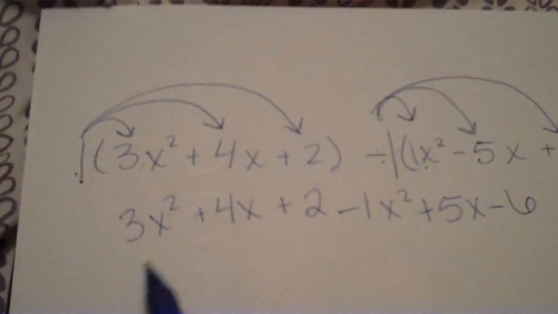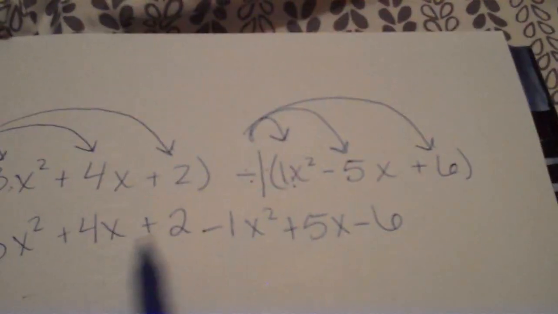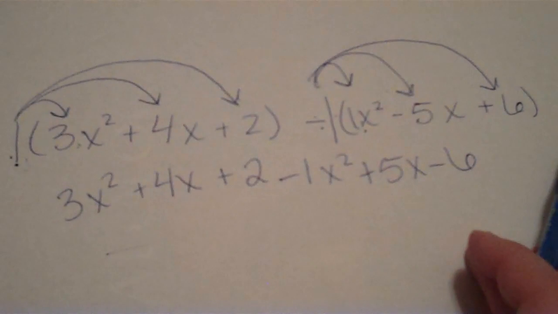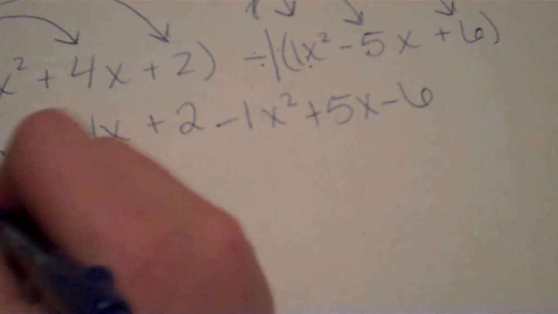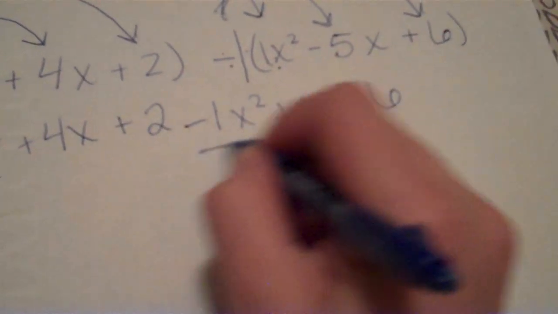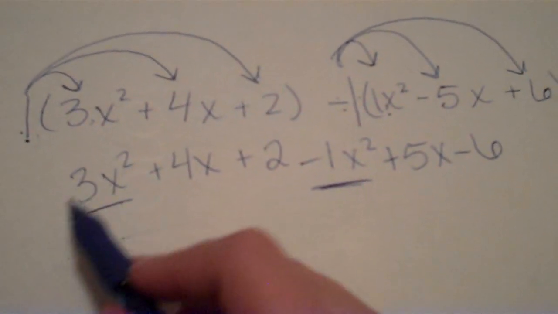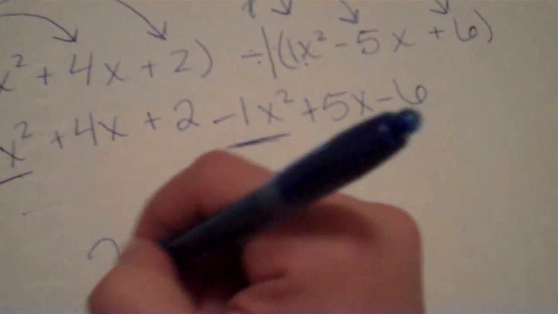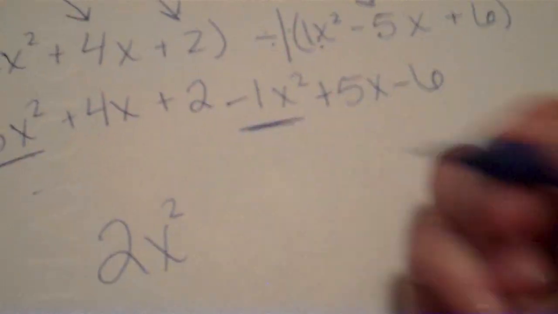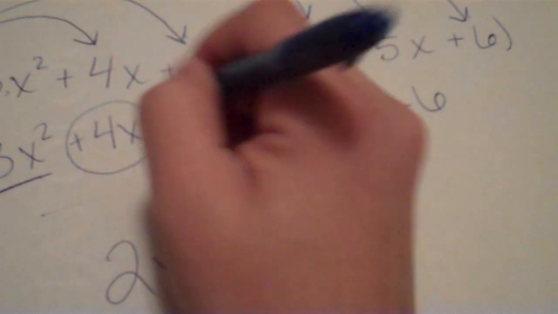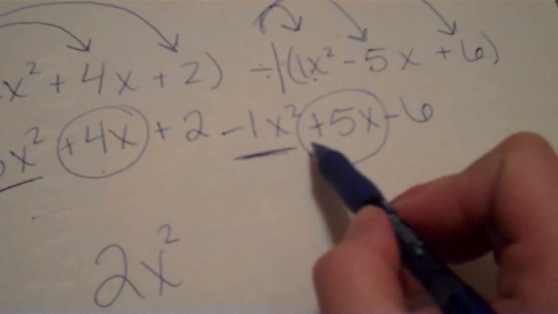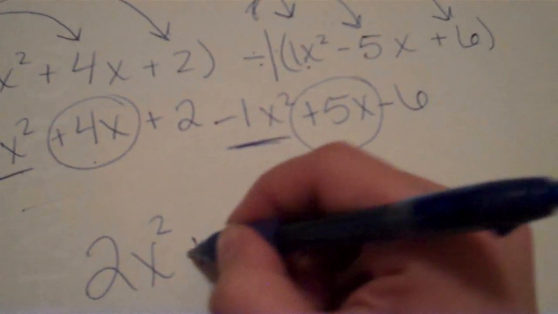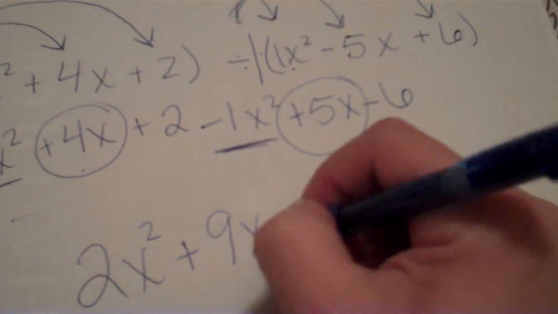So we have, this is a polynomial. There's a lot of stuff going on here, but we're going to combine what's alike. Math people, we tend to combine the highest exponent first. So this is 3x squared minus 1x squared. So 3 minus 1 is 2x squared. This is 4x, and this is a positive 5x. So 4x plus 5x is a positive 9x.